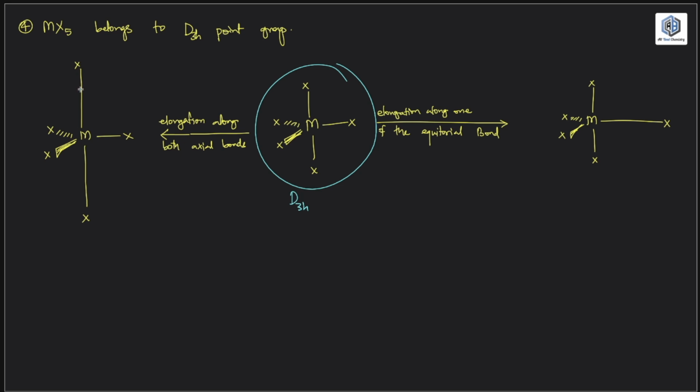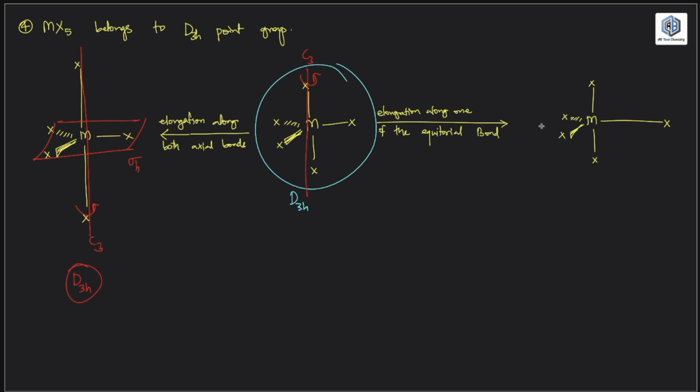So here, in D3h the principal axis is going through this, this is your principal axis, the C3 axis. If you elongate the bonds along the axial axis, then this C3 axis is going to remain as it is. You will have C2 axes and the sigma h plane. So the point group is going to remain D3h itself. The point group is not going to change in this case.